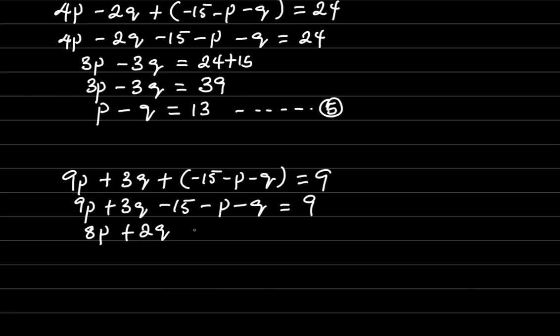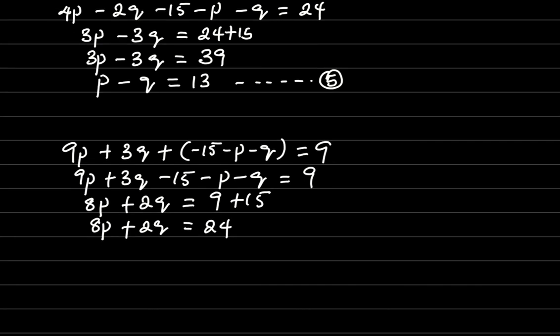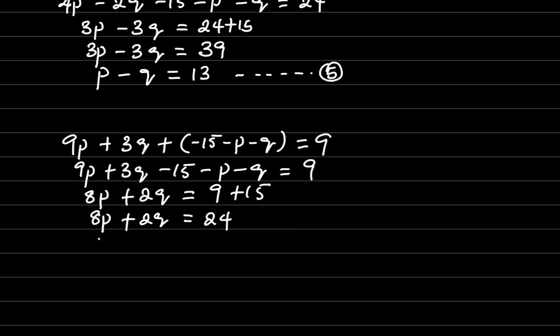Then I have minus 15 going over, so I have 9 plus 15. So I have 8p plus 2q, then 9 plus 15 is going to be 24. Now I'm dividing through by 2. I'm going to have 4p plus q is equal to 12. This should be my equation 6.